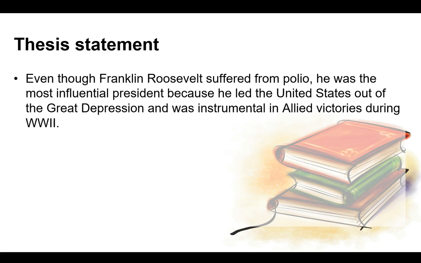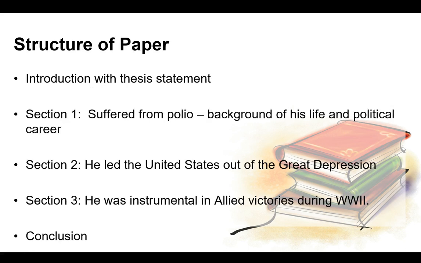And even without the outline, basically you can make a very simple outline so that we know exactly where we're going with the paper. So I'm going to have my introduction first with a thesis statement. Then my first body paragraph is going to be about how he suffered from polio. So basically the background of his life, where he was born, who his parents were, what his early political career was like, and then the fact that he suffered from polio.